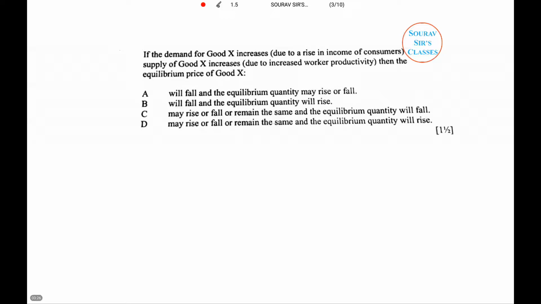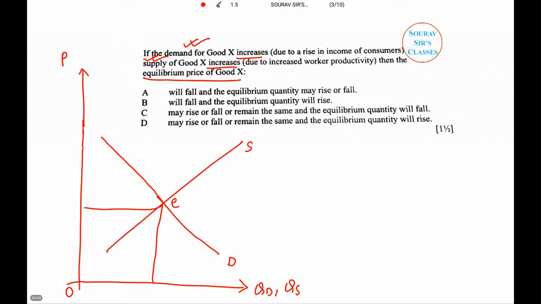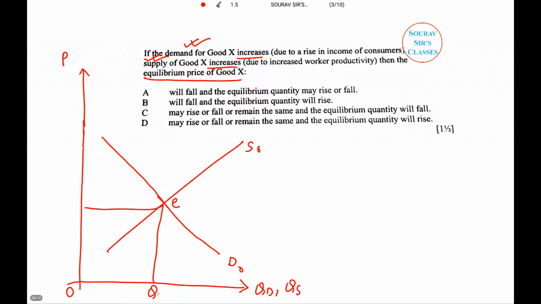In the next question, we need to comment on the equilibrium price of the good, where the demand for that good increases as well as supply is also increasing. Let us make diagrams. So let us draw. Generally we have a downward sloping demand curve and an upward sloping supply curve. So we have this equilibrium. Now this is Q naught, and this is P naught.